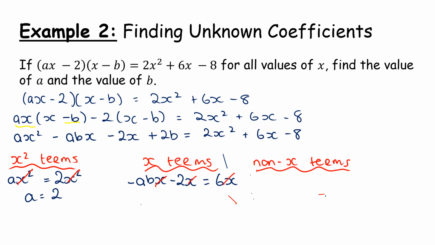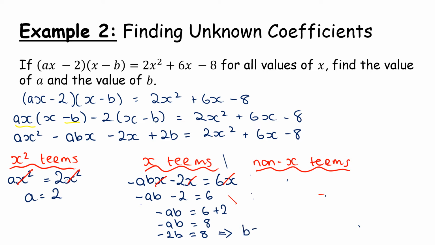So I need to do a little bit of work here. I have minus ab minus 2 equals 6. I'm going to add a 2 to both sides, which will give me 6 plus 2. So I have minus ab equals 8. Now, from the first piece, I know that a was 2. So what I get is minus 2b is equal to 8. Therefore, dividing both sides by minus 2, I get b is equal to minus 4.